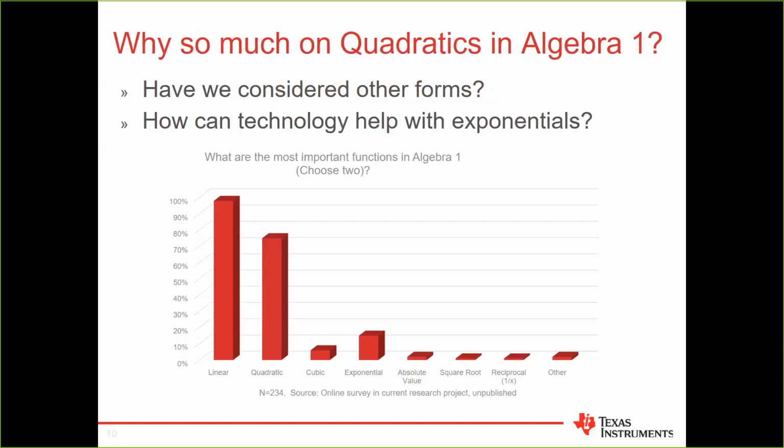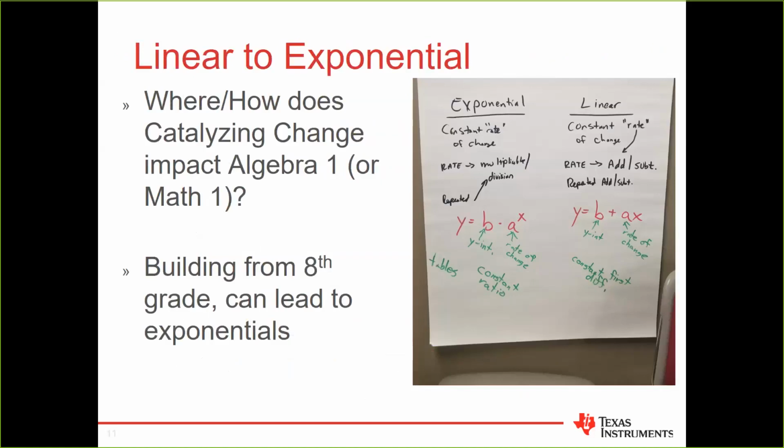And as you would expect, just from our chat, most of the responses have historically been with linear and quadratic. In our survey, just barely over 10% of the responses mentioned exponentials, and that's reflective of what we saw in the text chat. What we're going to move into here is what Catalyzing Change does, to start thinking about the impact in the high school curriculum. This is very specific to Algebra 1, your first year math course.